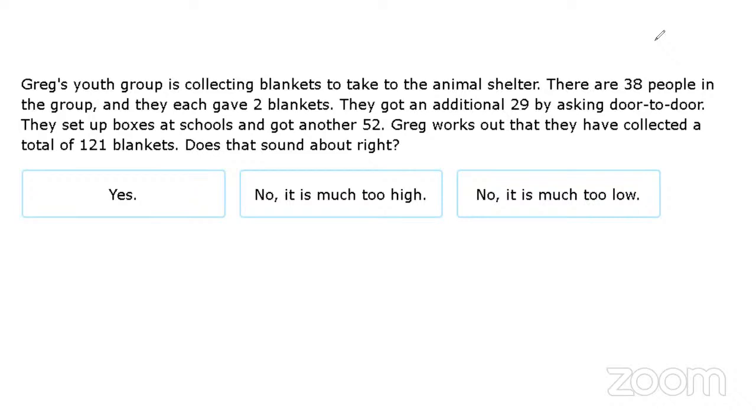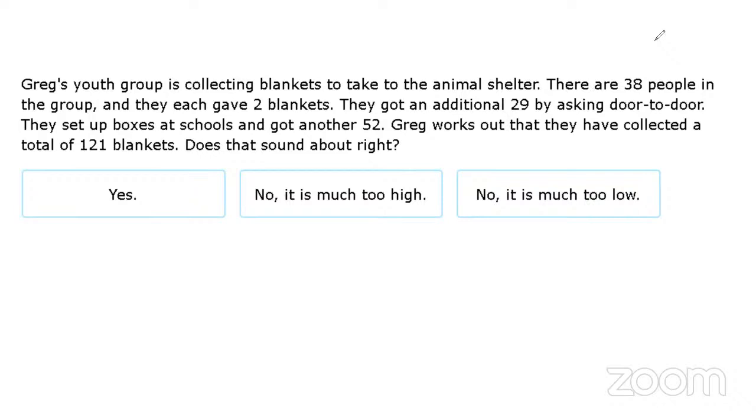Yes. No, it is much too high. No, it is much too low. What do you think? What would your answer be? All right. I see a person saying B. No, it's much too high. I see Jnor saying it's much too low. And Dolores saying the same thing. Oh, Dolores saying D. We don't have D. Okay. So Nikela is saying it is much too low.